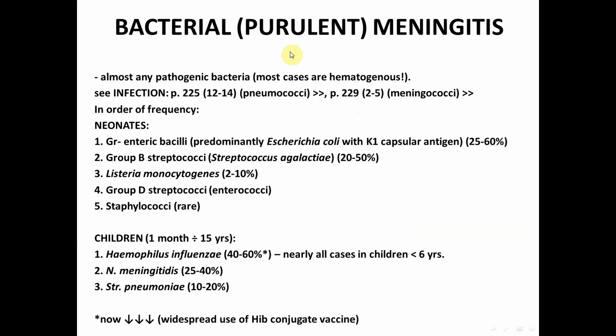Acute bacterial meningitis is called purulent because we will see pus formation in the CNS. The mode of spread of the organism to the meninges is through blood, hematogenous spread.